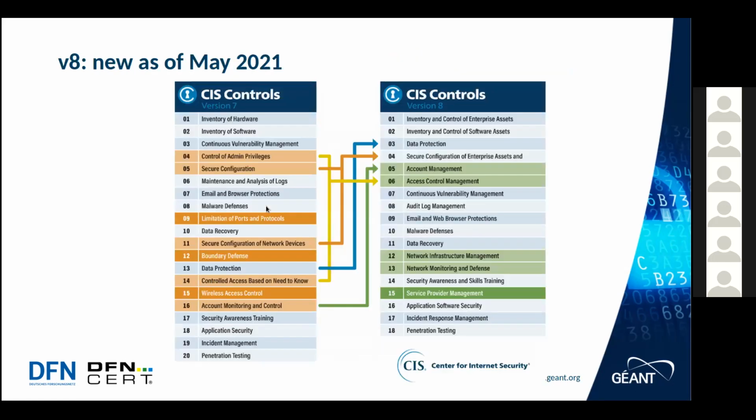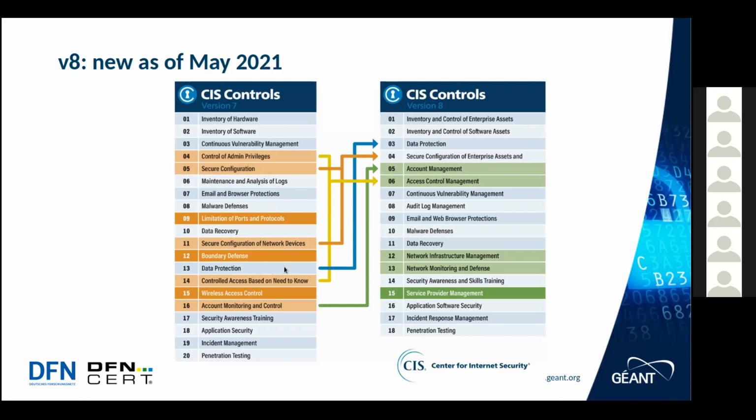Interestingly, version 8, which I was just talking about, is rather new. It's just a few weeks old. So for those of you who have already dealt with CIS controls, they have changed quite a bit compared to version 7. First of all, it's 18 instead of 20 CIS controls. They claim they have rewritten the whole document from scratch, basically. So some of the controls from earlier have been merged. For example, this one, secure configuration and secure configuration of network devices, was merged into configuration of enterprise assets and software. It should read here.